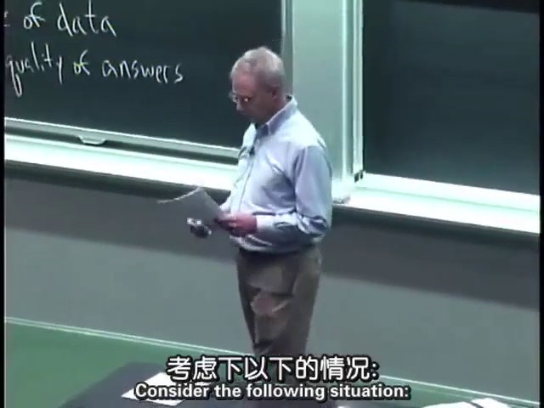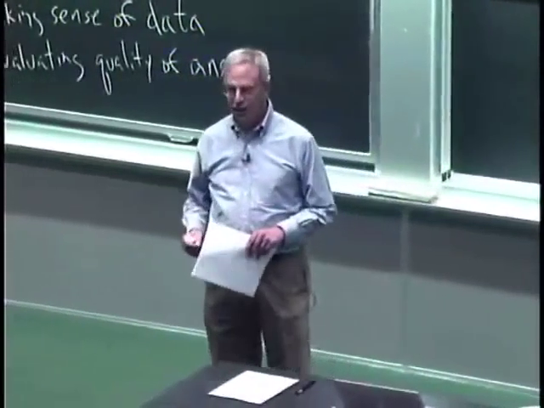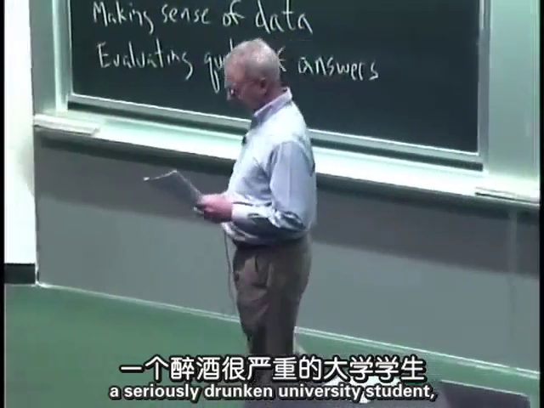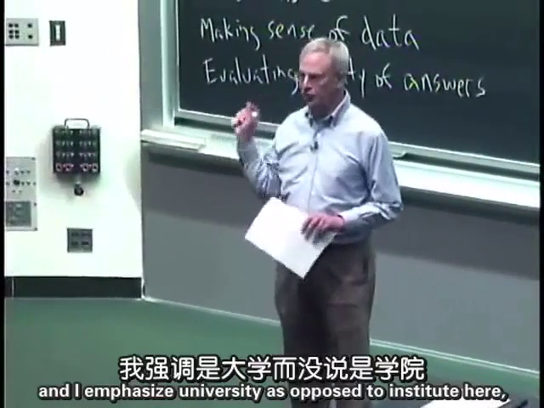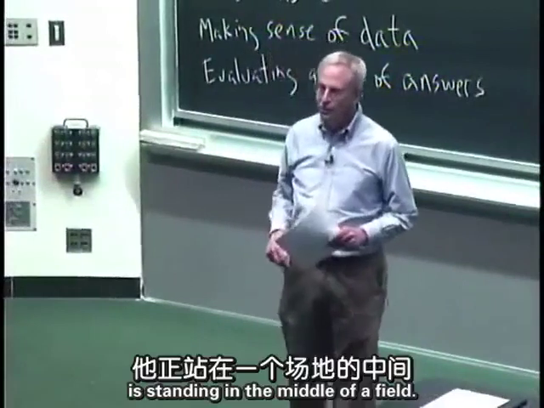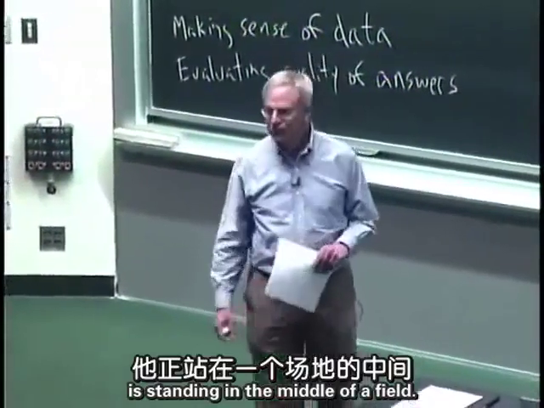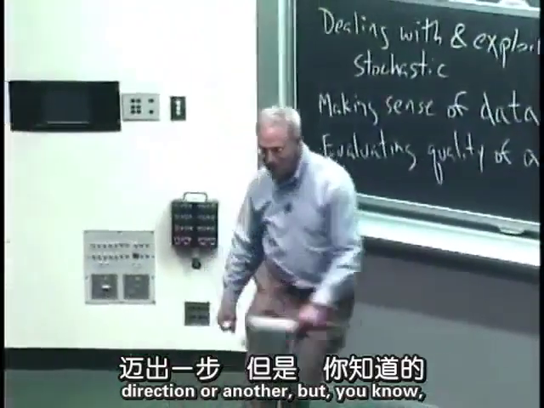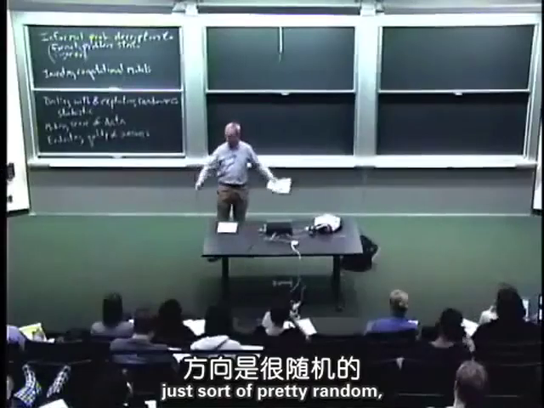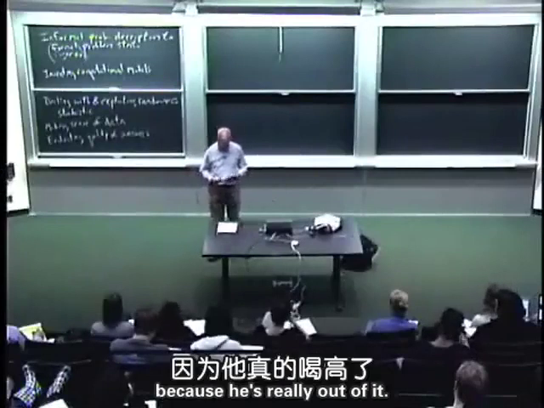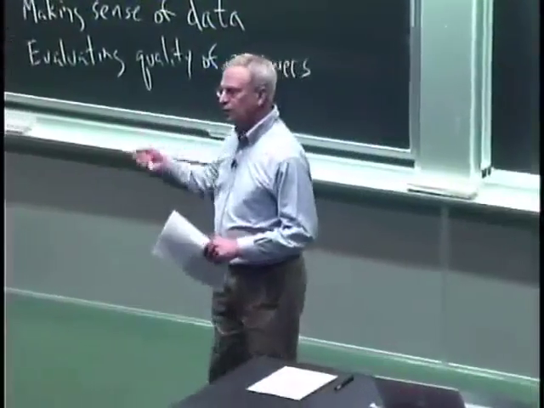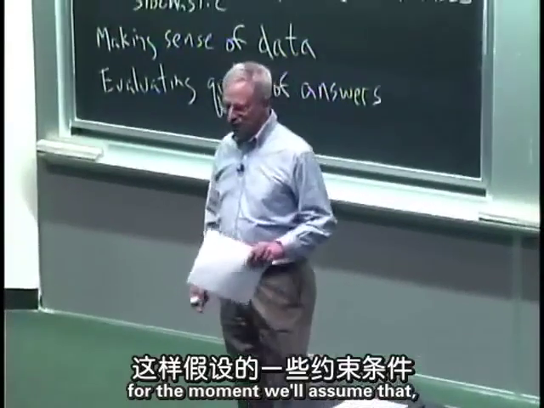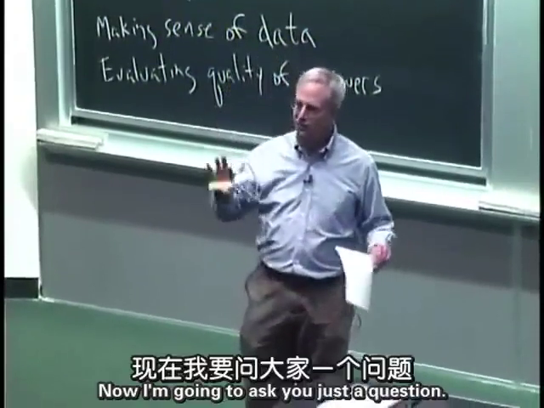Consider the following situation. A seriously drunken university student, and I emphasize university as opposed to institute here, is standing in the middle of a field. Every second, he takes a step in some direction or another, but pretty random, because he's really out of it. But the field is constrained; for the moment we'll assume that, well, we'll come back to that. Now I'm going to ask you a question.